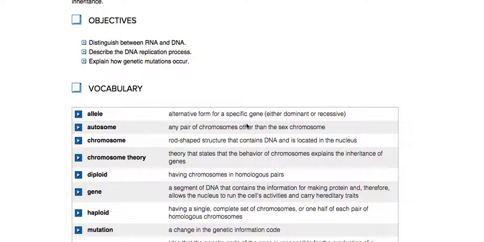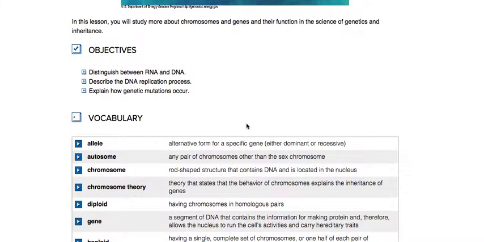But before we do that, I wanted to talk a little bit about how this project relates to the lesson that you went over, go over some of the objectives, and then give you some ideas about what I'll be expecting from the project. It's actually a really quick and easy project for this genetics and heredity unit.